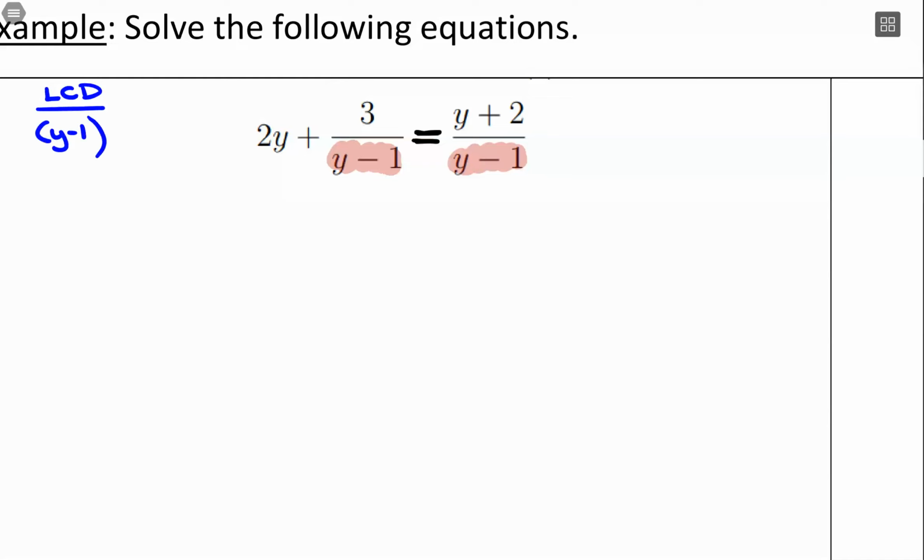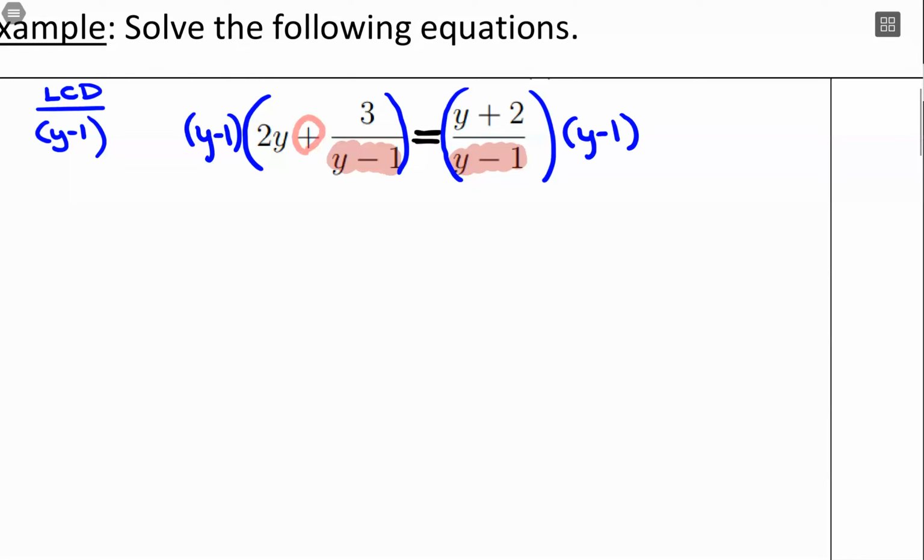Now our second step is to multiply both sides of the equation by that least common denominator. So I have this left-hand side of the equation, right-hand side of the equation, and we're multiplying both sides by y minus 1. Now, on the left-hand side of the equation, we have addition between two terms. So that means that y minus 1 is going to distribute. Whereas on the right-hand side of the equation, it's just multiplication.